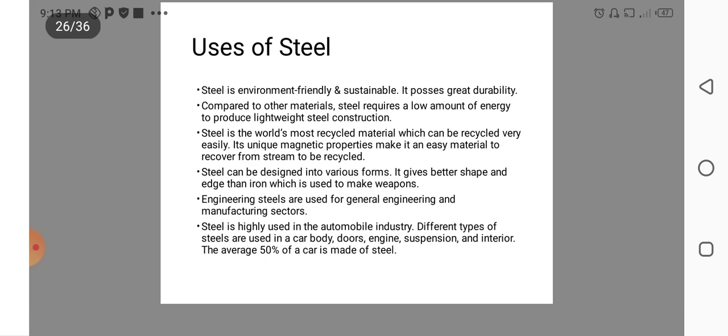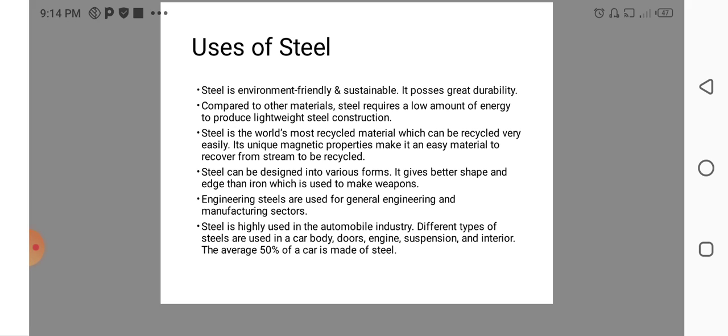Now I'll be talking about use. We all know steel is widely used in different fields. Steel is environment friendly and sustainable. It possesses greater durability. Compared to other materials, steel requires a low amount of energy to produce lightweight steel construction. It is the world's most recycled material, so it is easily recycled. Steel can be designed into various forms. We have already seen that it has ductility property.